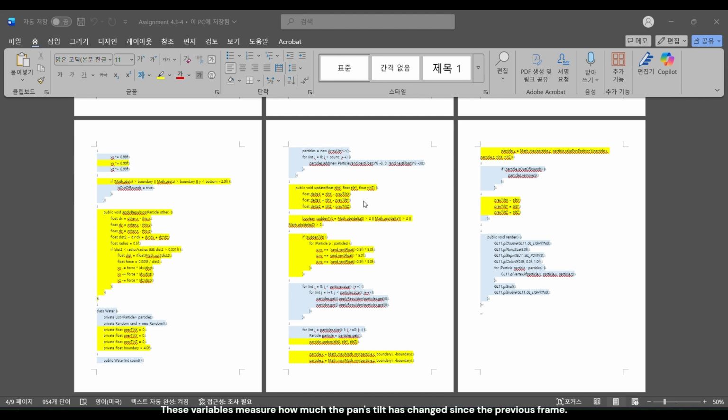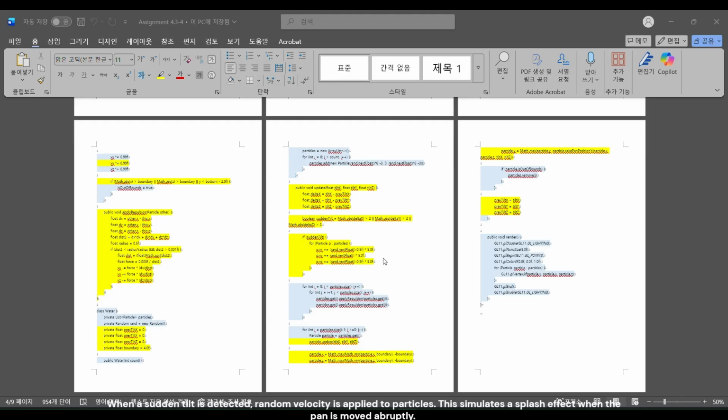These variables measure how much the pan's tilt has changed since the previous frame. If the tilt changes rapidly, it is detected as a sudden tilt event. When a sudden tilt is detected, random velocity is applied to particles. This simulates a splash effect when the pan is moved abruptly.